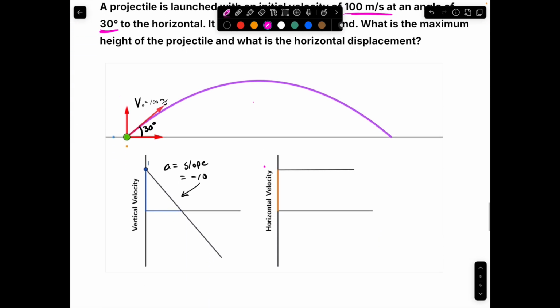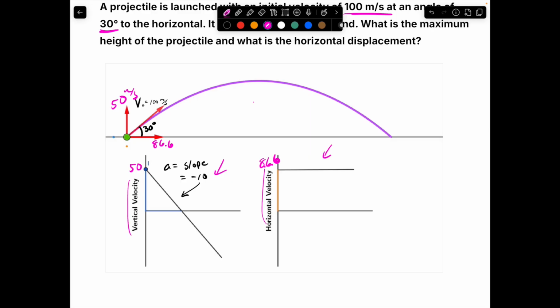But here's what I know. I know that the vertical component of the velocity is 50 meters per second, and I know the horizontal component is 86.6 meters per second. Okay. So that means if this is vertical velocity and this is horizontal velocity, this starts out as 50 and this starts out as 86.6. Now the difference is this one changes, this one doesn't, because in the horizontal direction, there's no reason for the velocity to change.